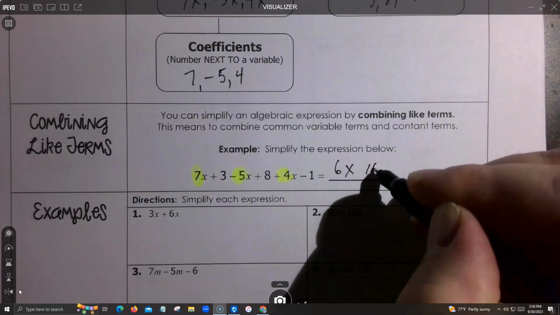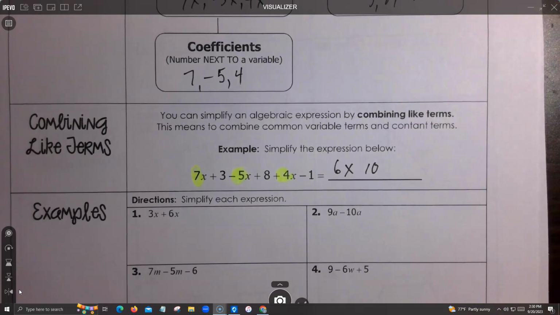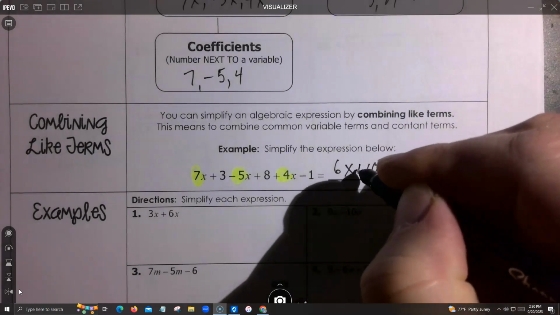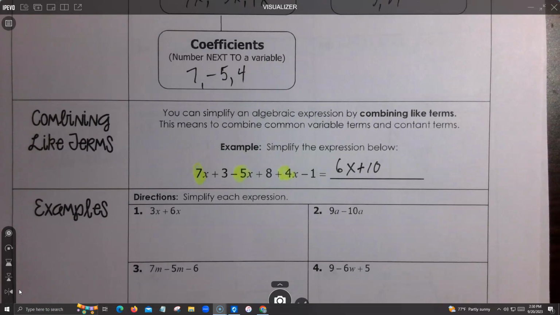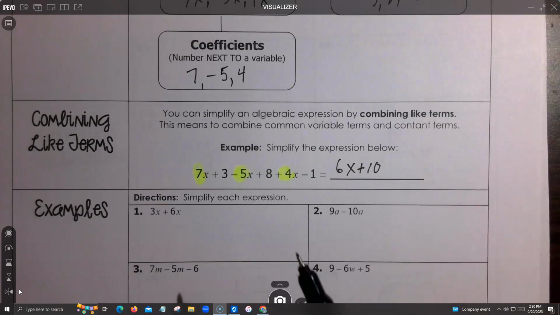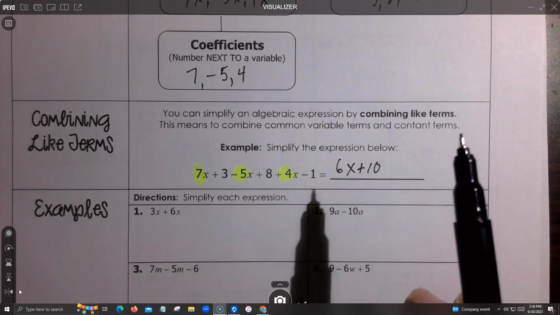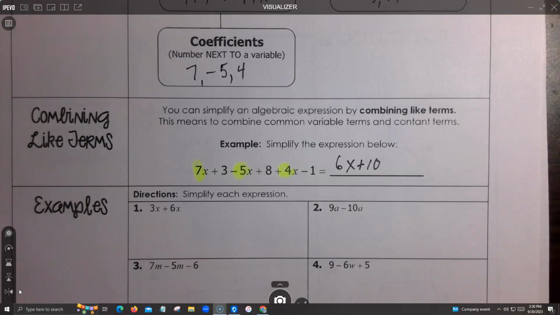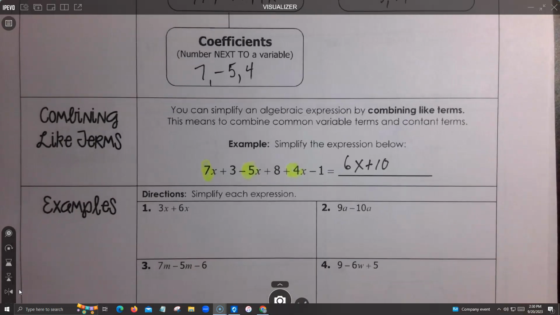Now when you get a positive number like 10, I need something between them to show that they're not the same term. So we still have two terms. So we put a plus sign in front of it. If it comes out to be a negative, then it will look like a subtraction problem, and when I'm done, I don't have to do anything. I'll show you that when we get to some problems like that.